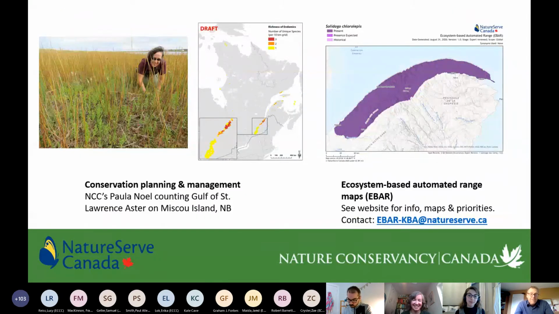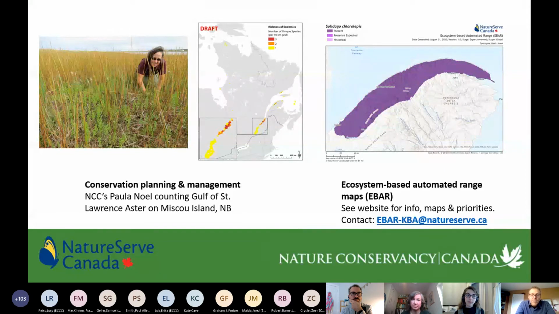How we're going to be using the information. Nature Conservancy of Canada, we're going to be using it for conservation planning and management. It does help to identify species that we already have on our properties that we should probably put some real focus into making sure that they're doing well.